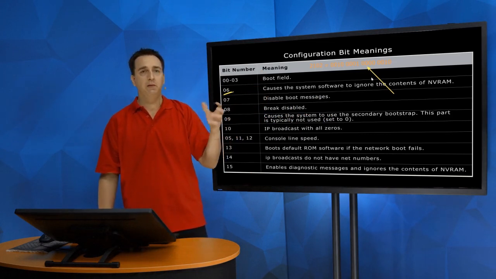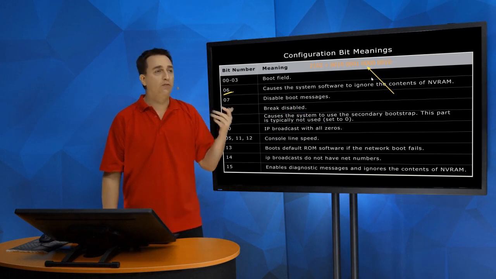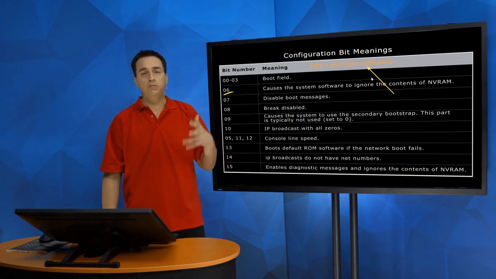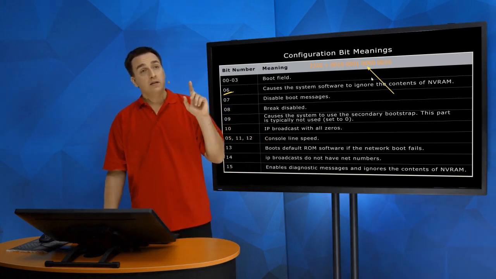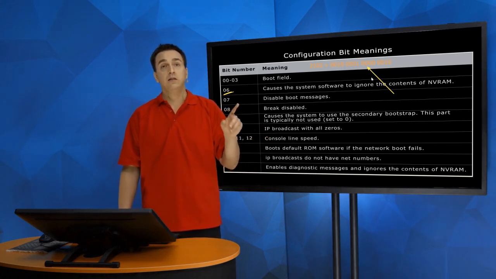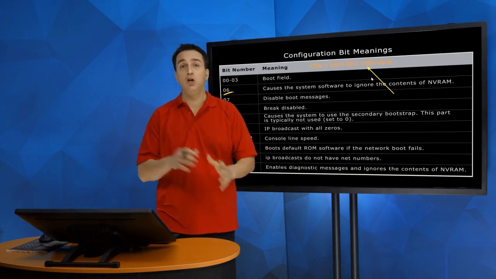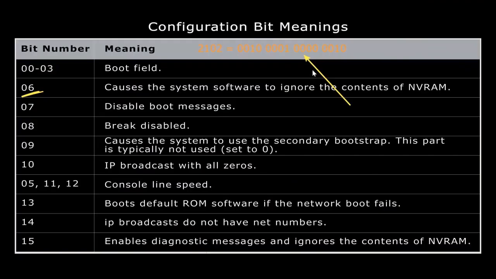Now, some of these bits are not going to be modified at all. I don't see any bit 4 there at all, so bit 4 doesn't really matter in this case. But be mindful that you're counting from 0 to 15, not 1 to 16, when you're counting from right to left. So this is truly bit 6. So what if we flipped bit 6 from a 0 to 1? It means that the system software is going to ignore the contents of NVRAM, and as a result, we're just going to load factory default settings, and we'll see the system configuration dialog message.